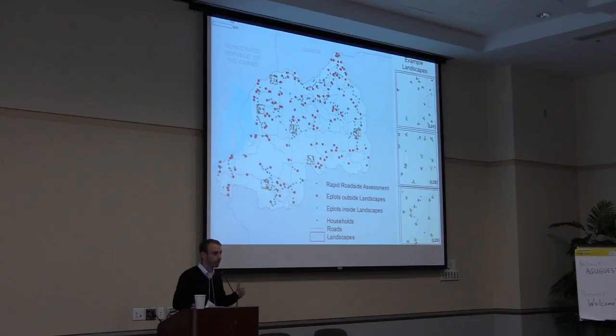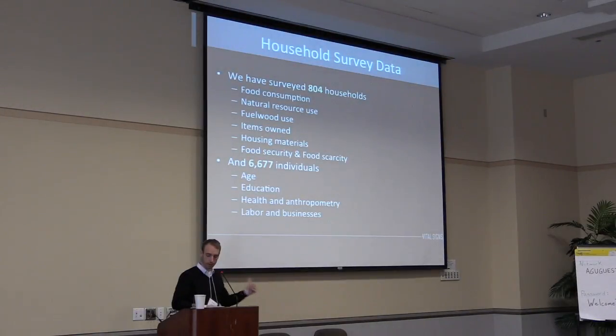So now I'm going to walk you through some of the data sets and what we collect in a little more detail. The household survey data is modeled after the World Bank Living Standards Measurement Survey. So far we've done surveys in 800 households. We look at food consumption, natural resource use, fuel wood use, what kind of possessions they have, housing materials.